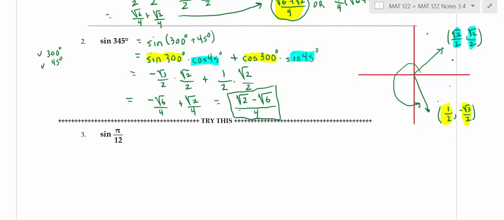One thing that's kind of worth looking at on this problem is you were dealing with the sine of 345 degrees. That's a quadrant 4 angle, and the sine of a quadrant 4 angle gives a negative answer, and this is a negative answer. So by the same argument, you could go through on your graphing calculator and you could easily check that as well.